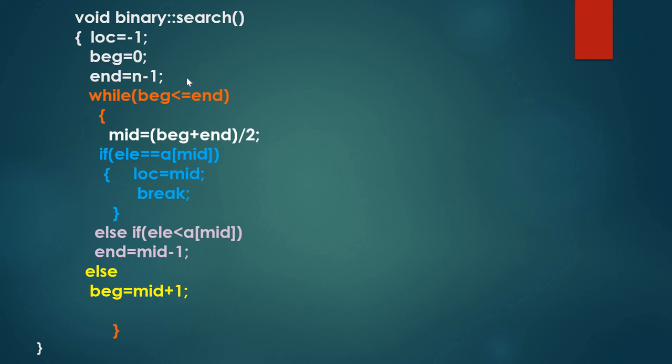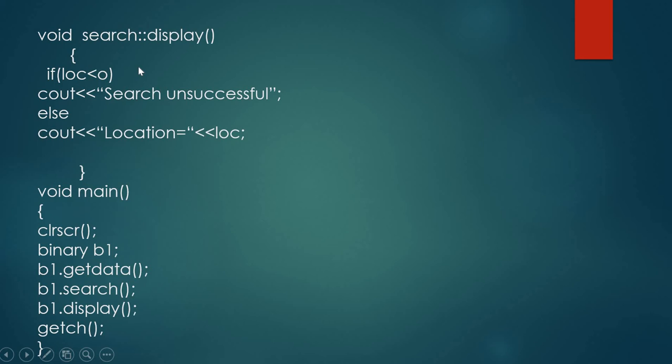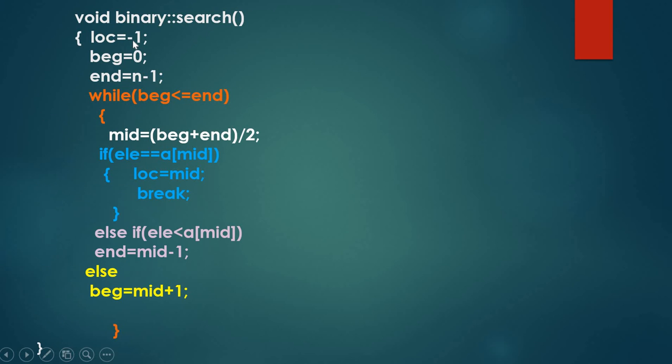Next, this is the searching process. First, location is initialized to -1. Then beginning is set to the lower bound; in the algorithm we write beginning is equal to lower bound. Here the lower bound is 0, that is why beginning is equal to 0. End is equal to upper bound. In the array, the upper bound will be n minus 1 because the number of elements is n. So location is initialized to -1, beginning is equal to 0, end is equal to n minus 1.